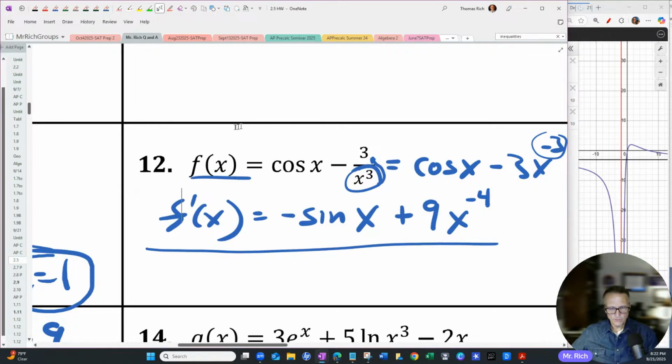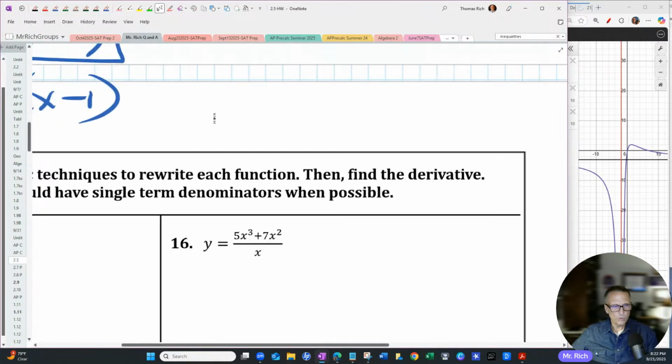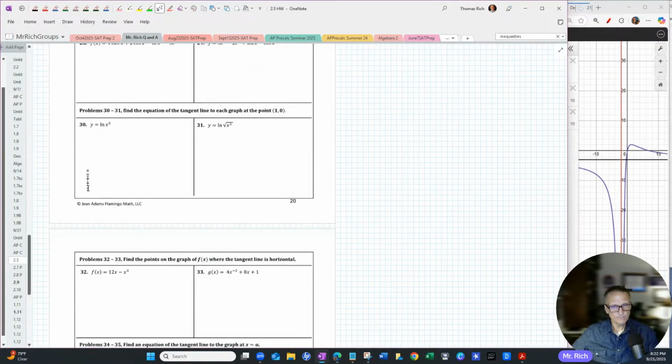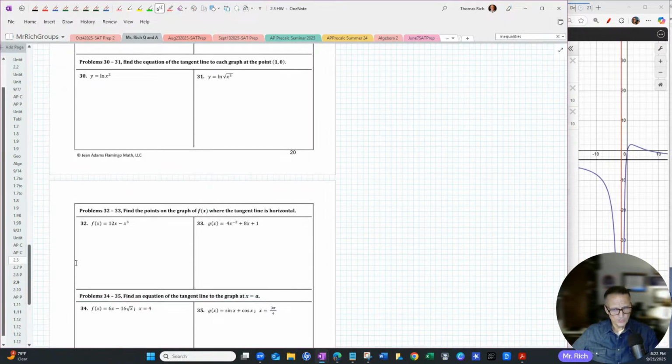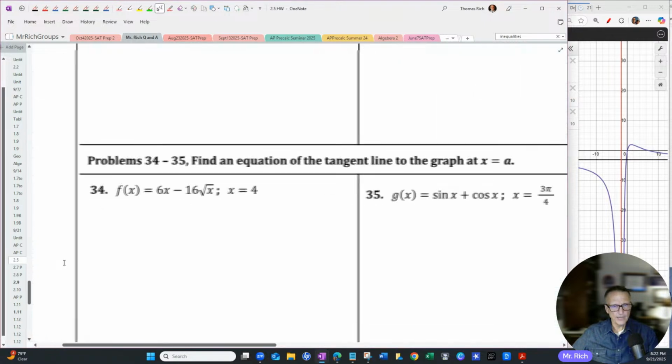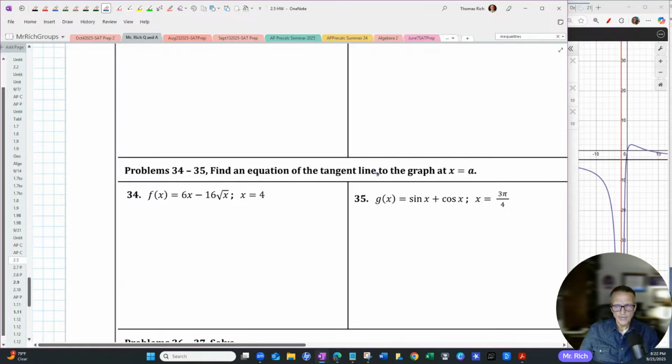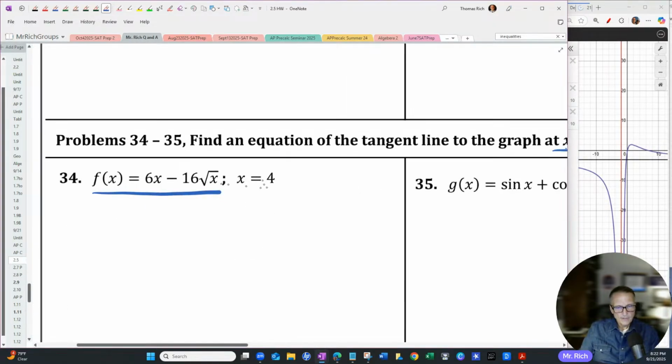Let's go down here because I want to show you one of the other things that you'll be doing quite a bit in this class, and that is finding equations of tangent lines. So let's take a look at number 34. The instructions here are to find the equation of the tangent line to the graph of f at x equals a, for whatever value they give us. So here's our f of x, 6x minus 16 times the square root of x. And they want me to find the equation of the tangent line on this graph at x equals 4.